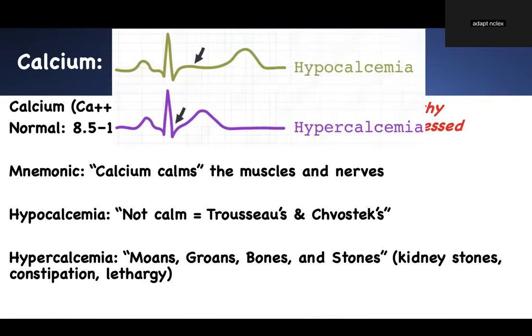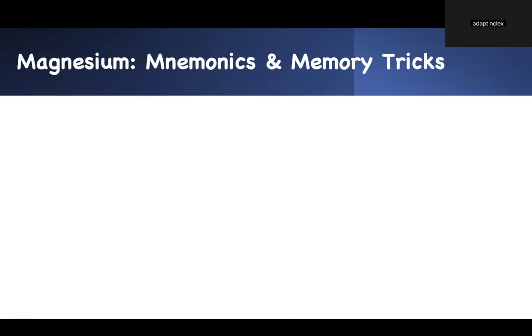And this is what the EKG looks like. The EKG changes, you can see, hypocalcemia and hypercalcemia are associated with QT changes. You can see the QT is prolonged in hypocalcemia and QT is shortened in hypercalcemia. Those are the tricks you're supposed to know.